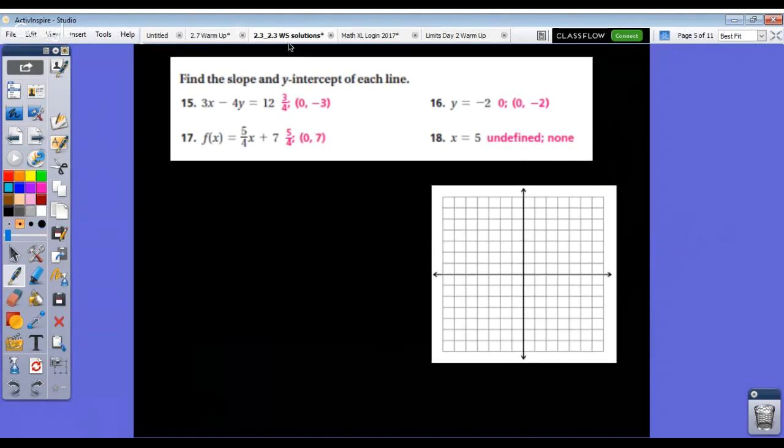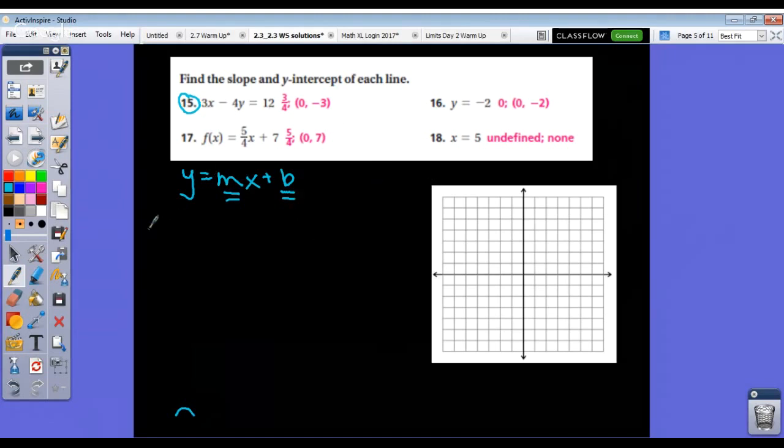These next few ask us to find the slope and the y-intercept of each line. Let's start with number 15. I personally think it's easiest to find slope and y-intercept if it's in the form y equals mx plus b, because m, the number attached to x, is the slope, and then b is the y-intercept.